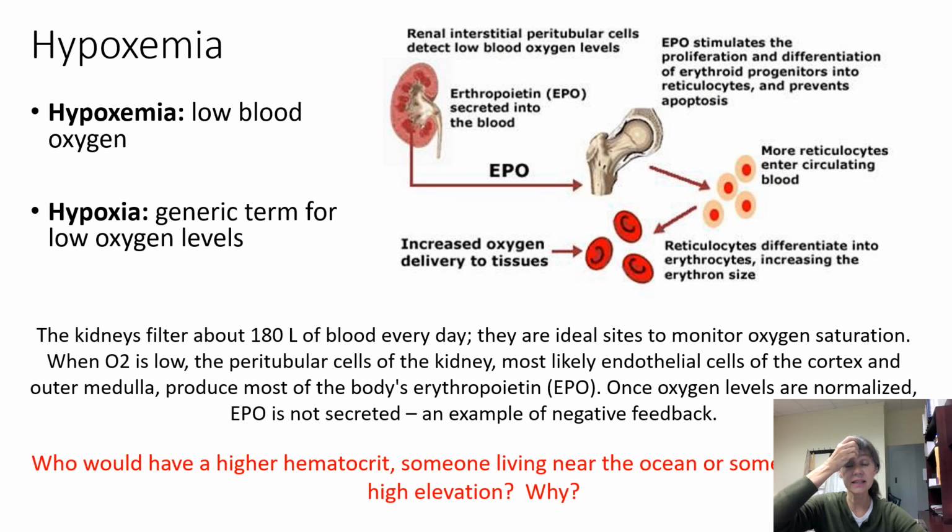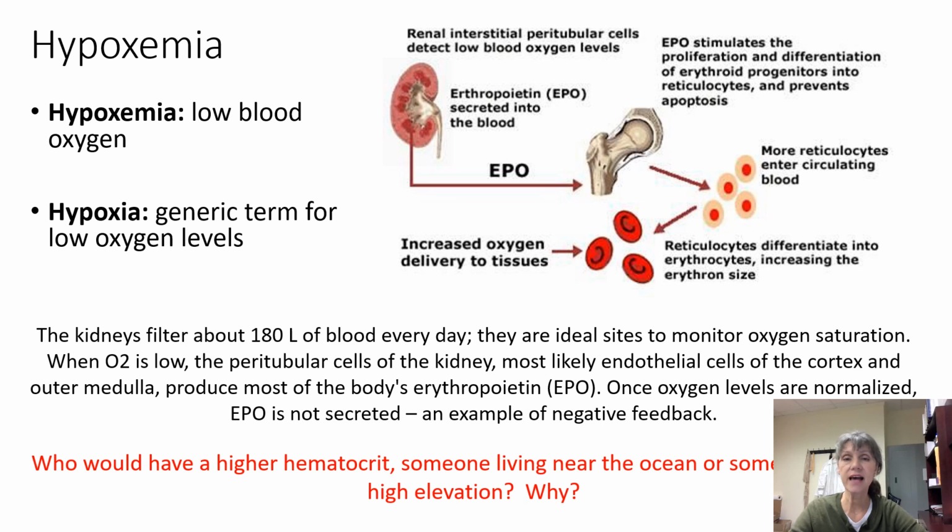So it's thought that these endothelial cells of the cortex and the outer part of the medulla of the kidney produce most of the hormone erythropoietin. And once those oxygen levels come back up to normal as a result of erythropoietin stimulating the production of more red blood cells in the bone marrow, then that turns off the system. Again, that's another example of negative feedback. So let's just take a look at the picture here on this slide.